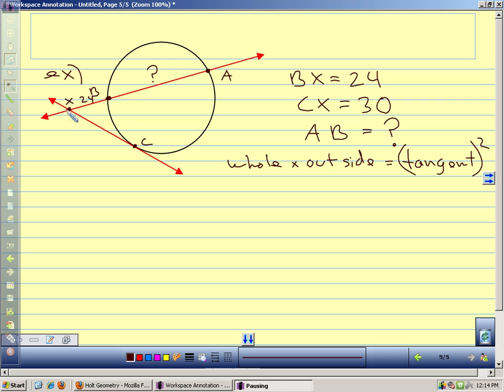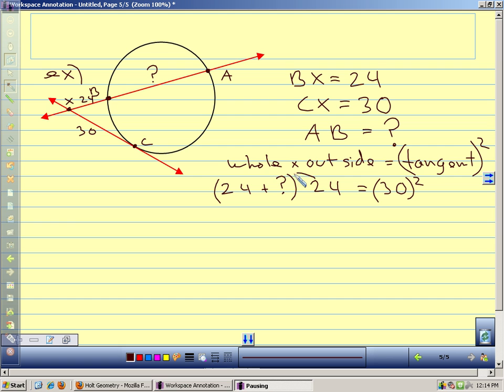So what's the length of this whole segment? We have to add the two lengths. So the whole segment is 24 plus question mark. We don't know what it is. Times the outside. What's the outside segment for the top part? Times 24. And that equals the tangent squared. Well, CX is 30, so the tangent is 30. And I want to solve for a question mark. I didn't use X because this point was X.